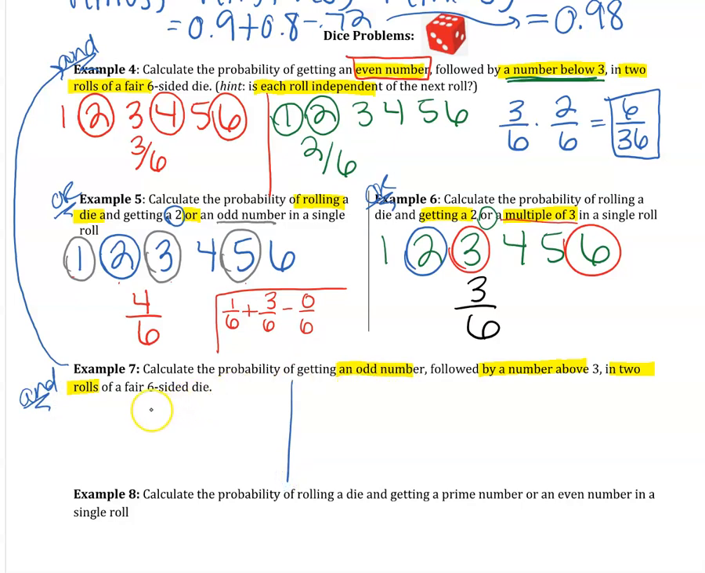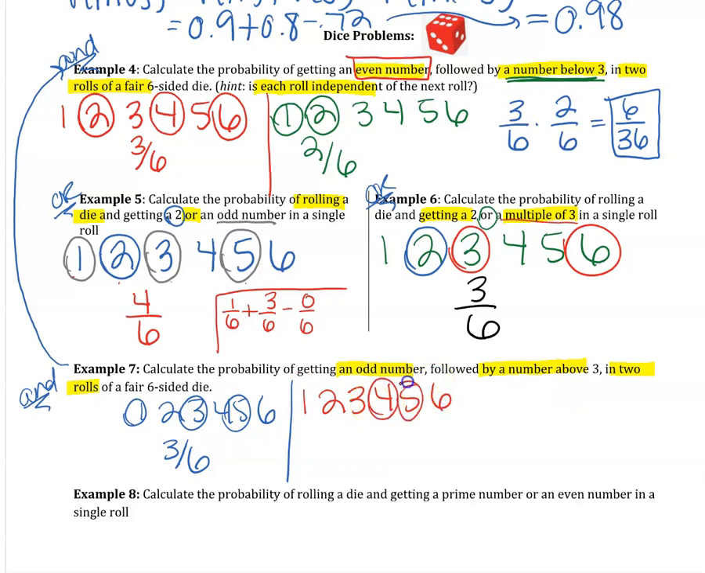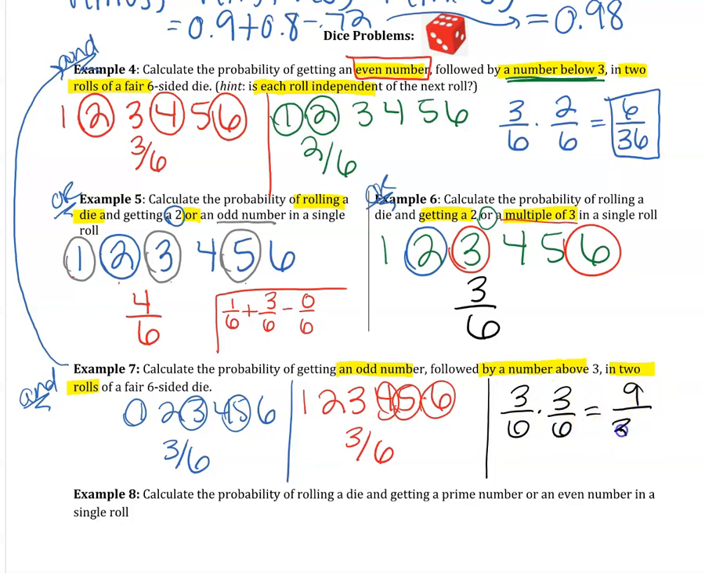Probability of getting an odd number, 1, 2, 3, 4, 5, 6. My odd numbers are 1, 3, and 5, so that's 3 out of 6. And then the probability of getting a number above 3, that would be 4, 5, and 6. Okay, that means in order to get the AND here, we're just going to multiply 3/6 by 3/6, and that would be 9/36. And that's your probability.